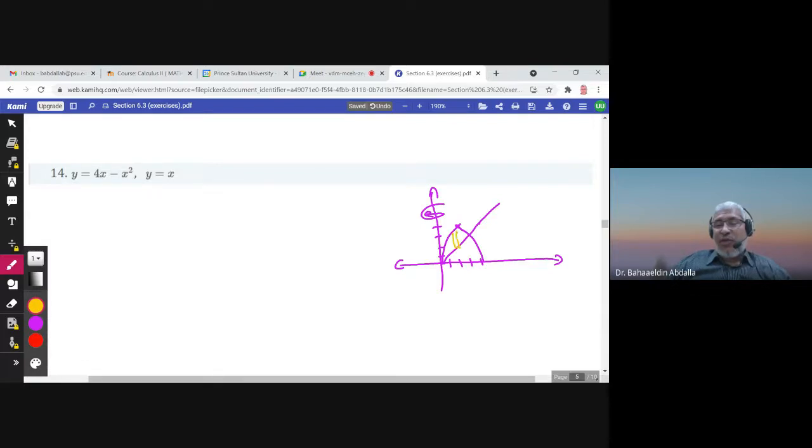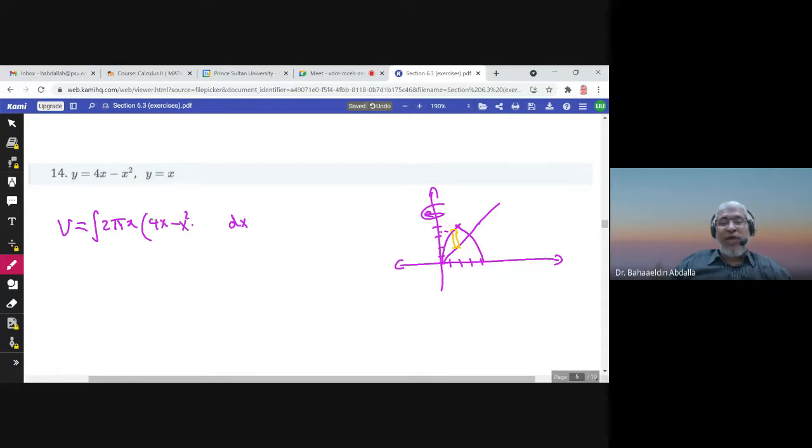So I choose a rectangle parallel to the y-axis. And the volume would be the integral with respect to x, because the width of the rectangle is delta x, and 2 pi times the radius, which is this distance, x, times the height. Well, the height of this rectangle is the upper curve, which is 4x minus x squared, minus the lower curve, which is x. x runs from 0 to 3, as we have seen in the other example.